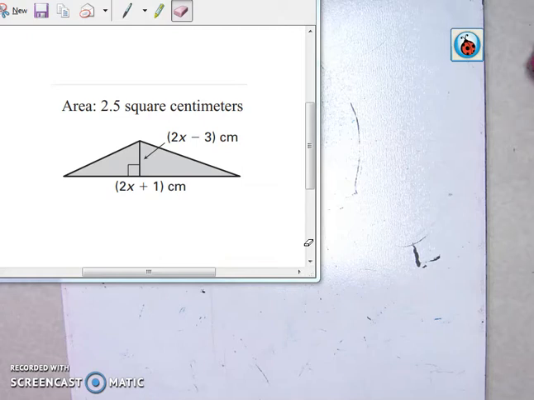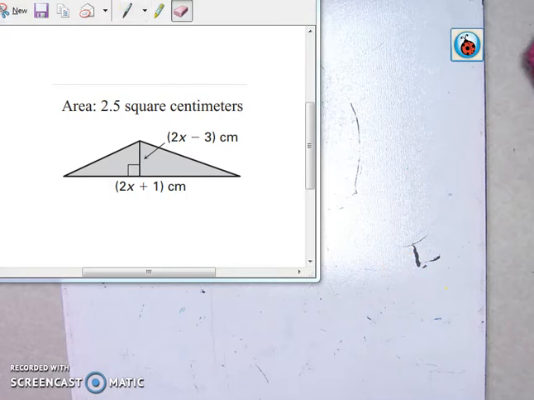So let's look at this problem about a triangle. The question asks what are the dimensions of this triangle that work for the given area. They are giving us polynomial expressions to represent the base and the height, and then they tell us the area, and then we are going to have to write a polynomial equation and then solve that.